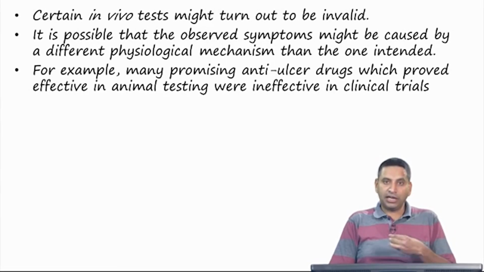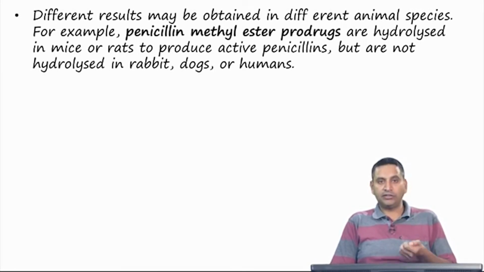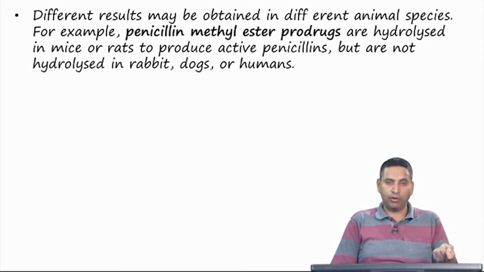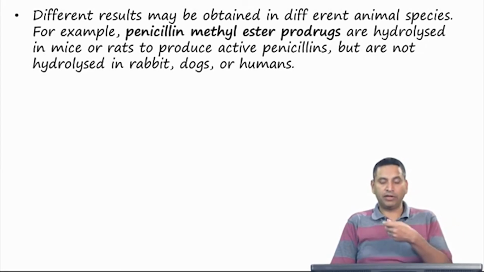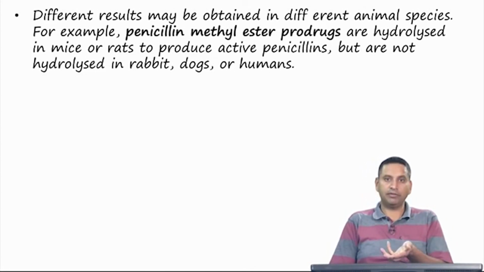So, there are many promising anti-ulcer drugs which have proved very effective in animals, but completely ineffective in clinical trials on humans. Also, there could be different animal species that have different sets of enzymes or drugs. So, for example, penicillin methyl ester is hydrolyzed in mice or rats to provide active penicillin, but is not hydrolyzed in rabbits, dogs or humans. So, here we would be carrying out an experiment in an in vivo model on mice, for example, and we would find that the active form of penicillin is produced, but in reality in humans this may not be effective.